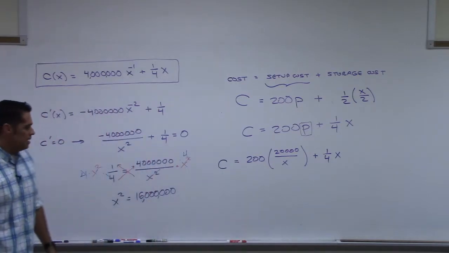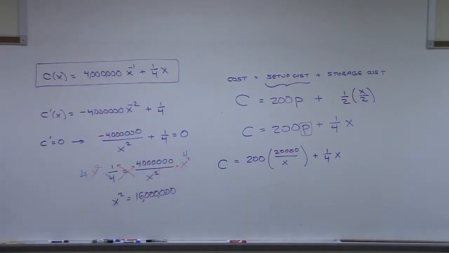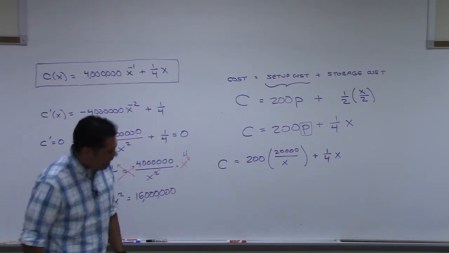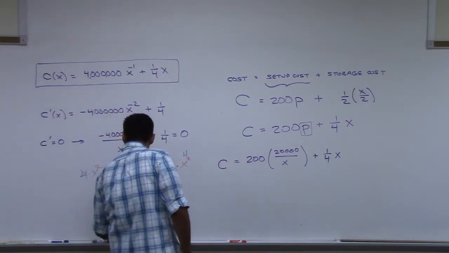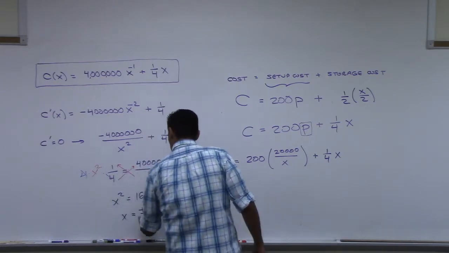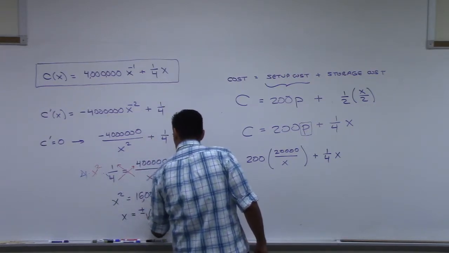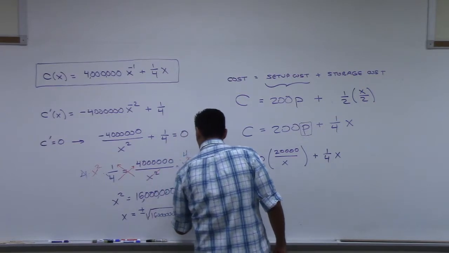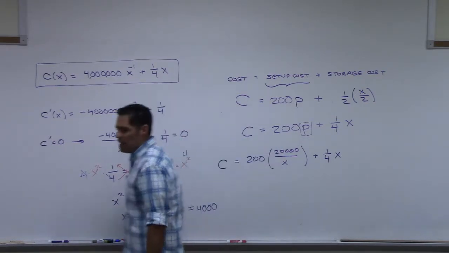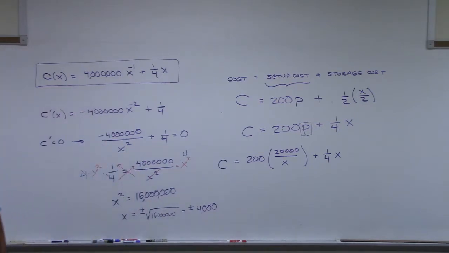All right, now what? Take the square root. So what's the square root of 16 million? 4,000. Now plus or minus, right? Yeah. Plus or minus the square root of 16 million, which equals plus or minus 4,000. Now, what about that minus? Does the minus make sense? Because it should be greater than 0.